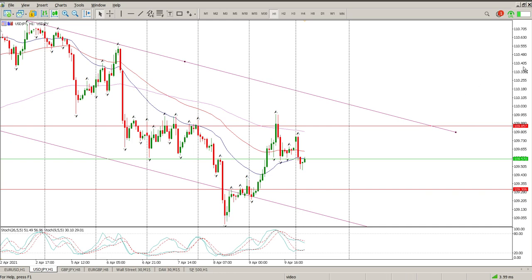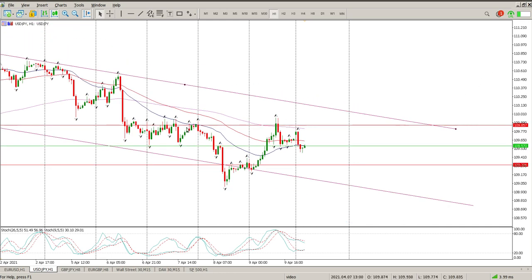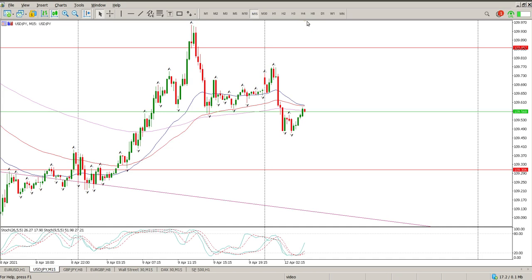So that's a bit of structure that's forming, an inverse head and shoulders forming here, but it could also just be all the crossovers of the moving average. It could be testing of those crossovers. We haven't tested the 155 yet. There it is there. So I think it can go either way at the moment.